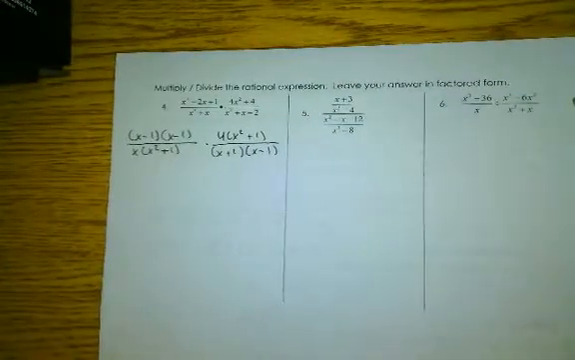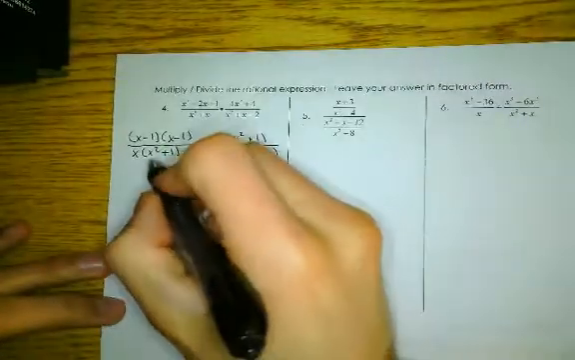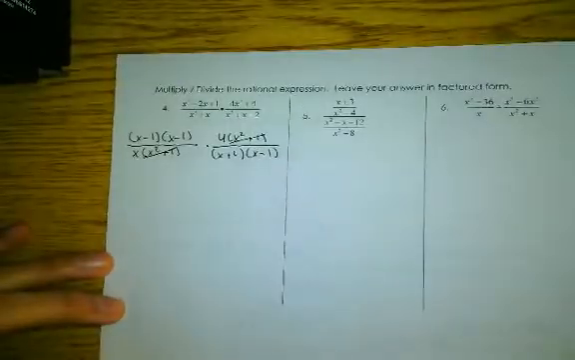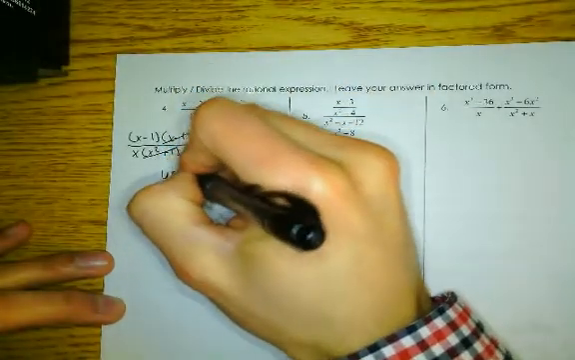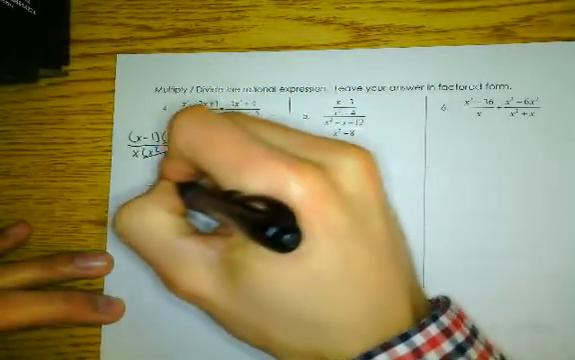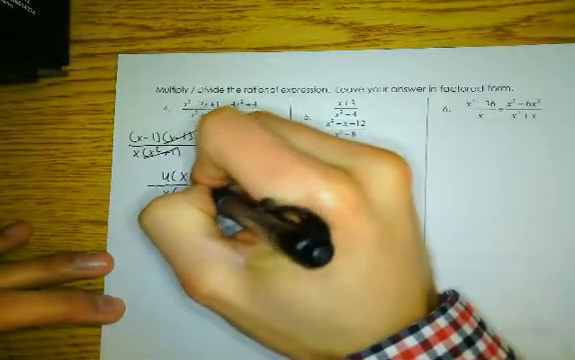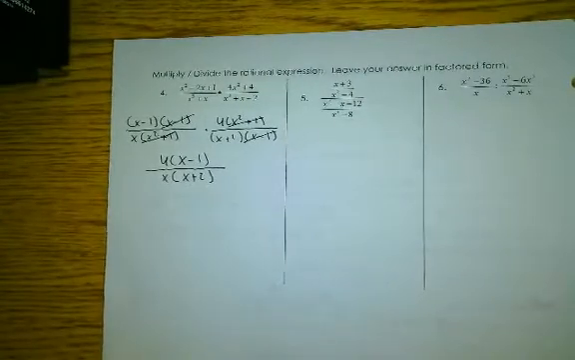The reason why we do this is because now you can cancel things out. Okay? You should be able to recognize that the x squared plus 1s are going to cancel out. x minus 1 is going to cancel out, leaving you with 4 times x minus 1 over x times x plus 2. Okay?